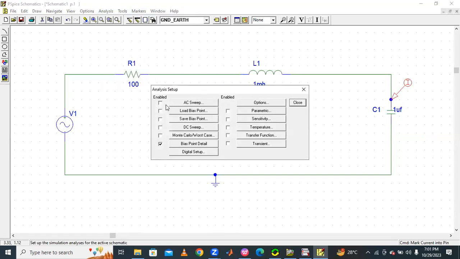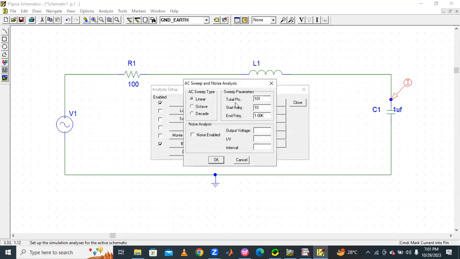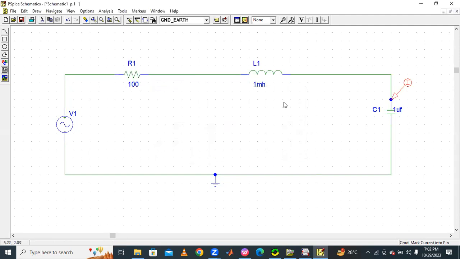setup, and here enable AC sweep, and go to here linear, and here starting frequency 10 Hz and ending frequency, your resonance frequency from these RLC values. By substituting the values of L and C, you will get resonance frequency 5 kHz. So that's why take end frequency 20 kHz, 20K. Okay, understood. So why here I entered 20K? Resonance frequency is 5K, so the waveform is generated up to 20K. This is called current waveform.